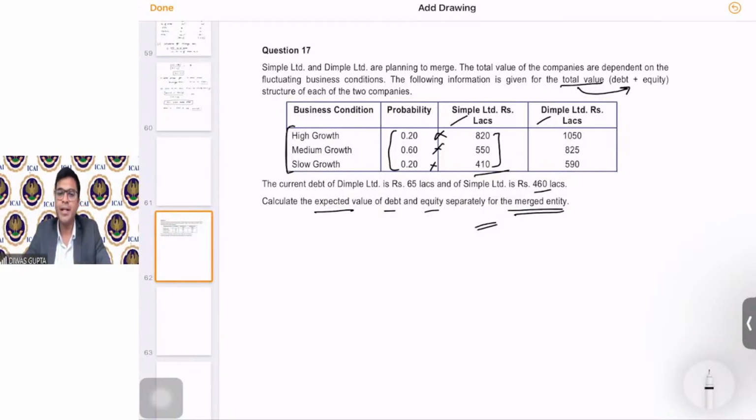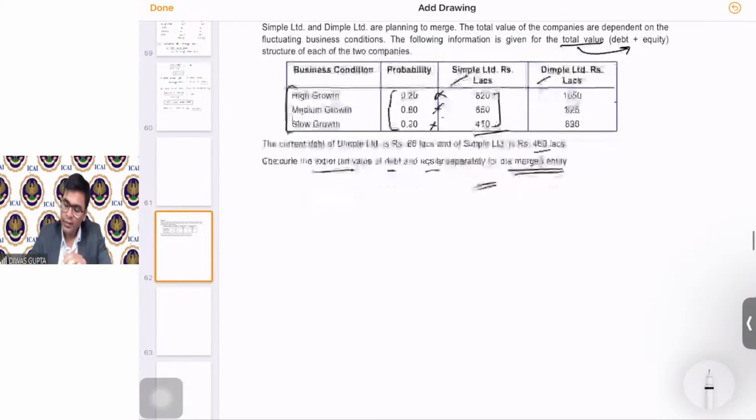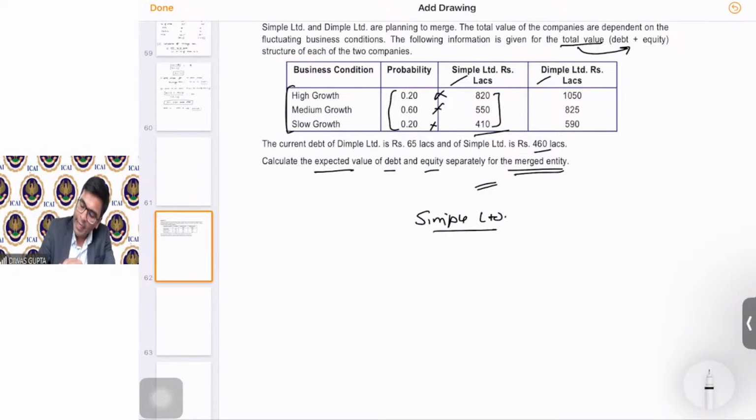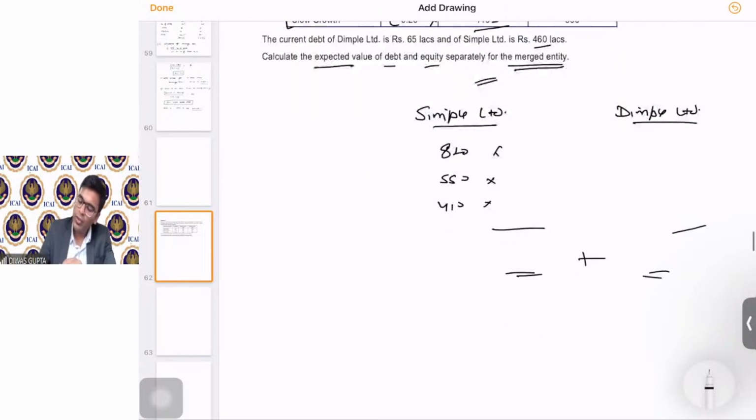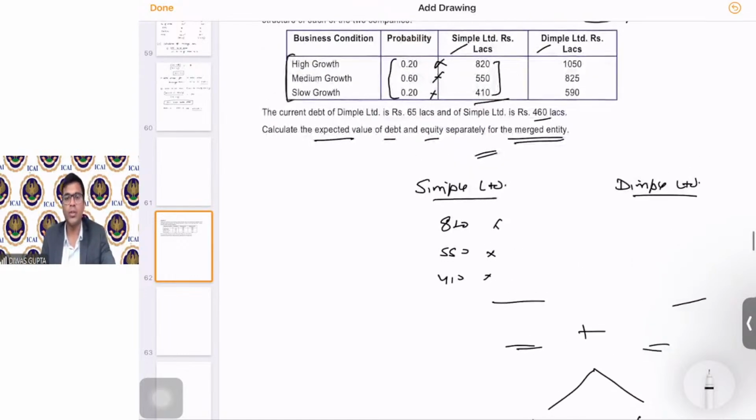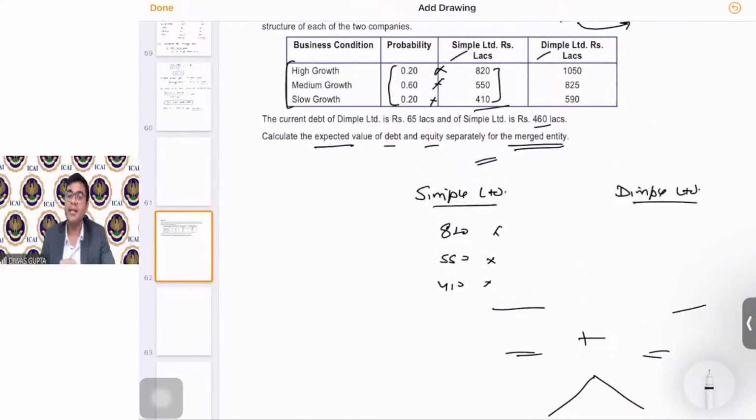Because see, it's mentioned as expected value of debt and equity. We have one thing very clear. We have Simple Limited and we have Dimple Limited, right? Now we can add both of them. Let's say 820, 550 and 410 multiplied with the respective probabilities, right? Similarly, for Dimple Limited, we will come to a value and then we can split that into debt and equity again. This is one approach. But if we do this, then what is the basic problem here? The basic problem is that the current debt of Dimple is 65. So everywhere 65 is okay because the total value is inclusive of debt.